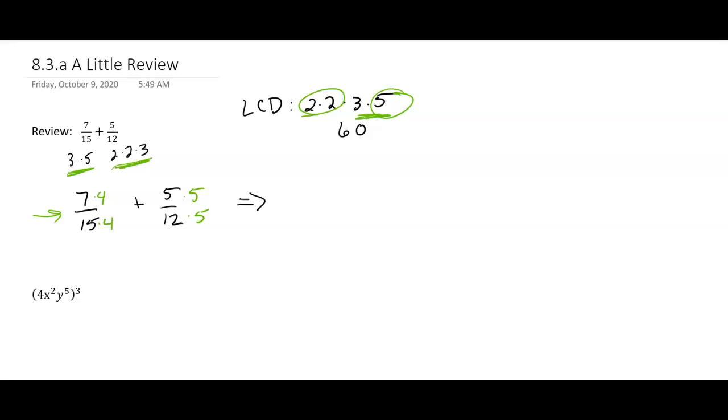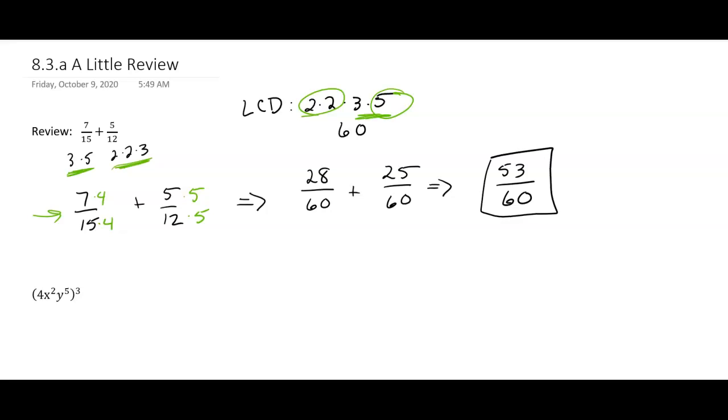So then this becomes 28, 7 times 4 is 28, over 60, plus 25 over 60. And then you can add them together. So what's that? 53 over 60. Now, normally you would simplify it, but 53 is prime, so we're done. Okay, so we'll review there.